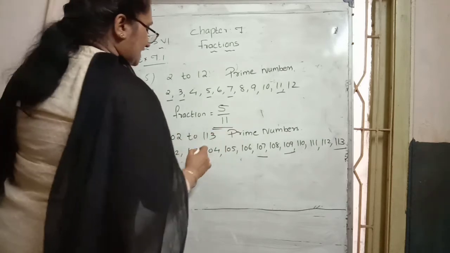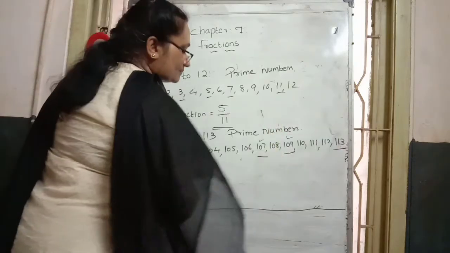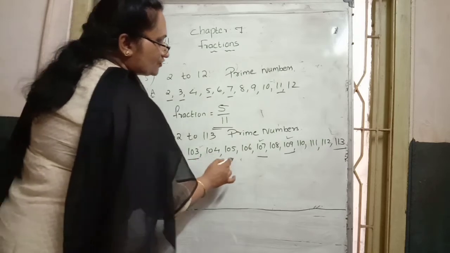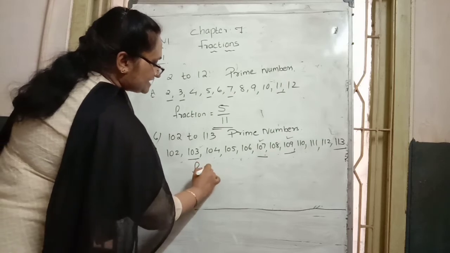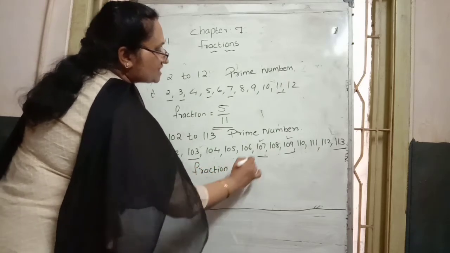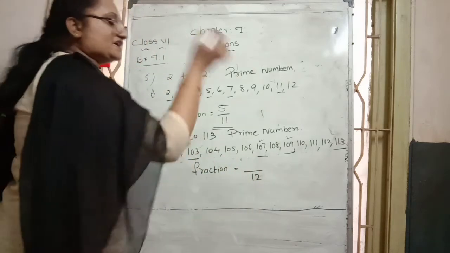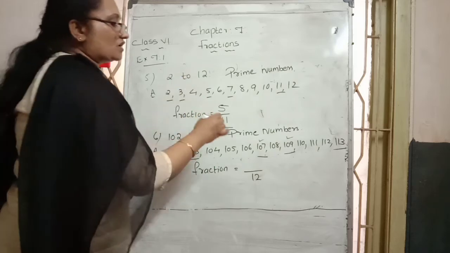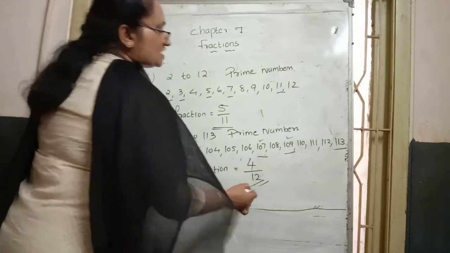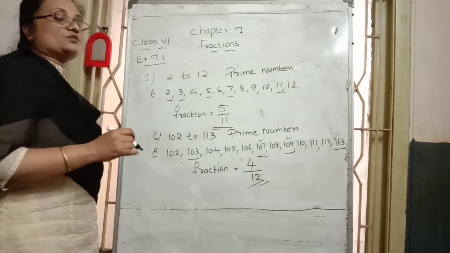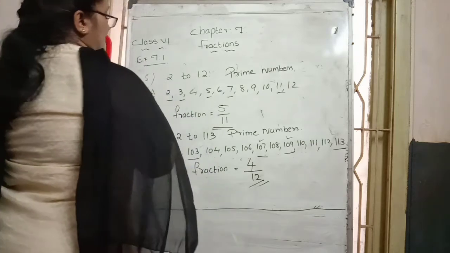So how many prime numbers are there? 1, 2, 3, 4, there are 4 prime numbers. In total, how many numbers are there? 1, 2, 3, 4, 5, 6, 7, 8, 9, 10, 11, 12, there are 12 numbers. How to represent it in fractional form? Write the total number as the denominator. Total how many numbers are there? 12. Then how many are prime numbers? 4. So we can write 4 by 12 as the answer. The number of prime numbers is denoted in the numerator and the total number is represented in the denominator. That is the procedure.